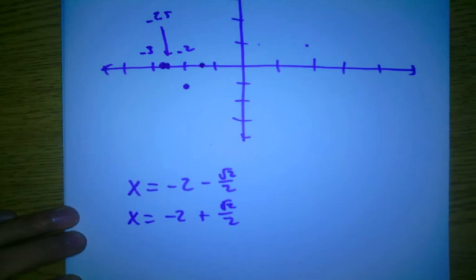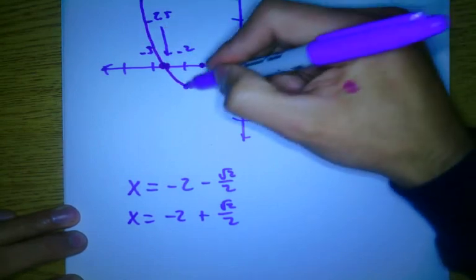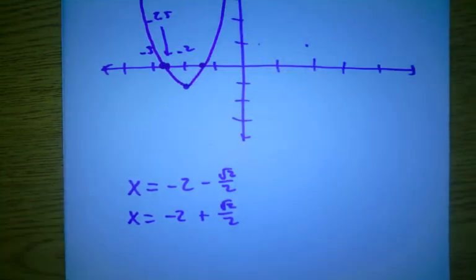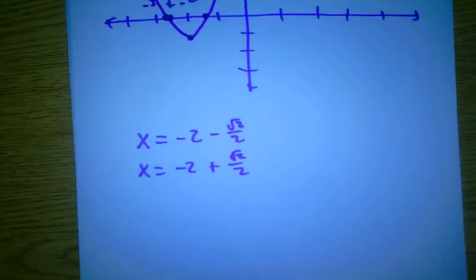You guys with me? Do you know what a parabola looks like? Fantastic. Going up. Axis of symmetry: x equals negative 2. Vertex: negative 2, comma, negative 1. X-intercepts: negative 2 minus the square root of 2 over 2, and negative 2 plus the square root of 2 over 2. Questions?